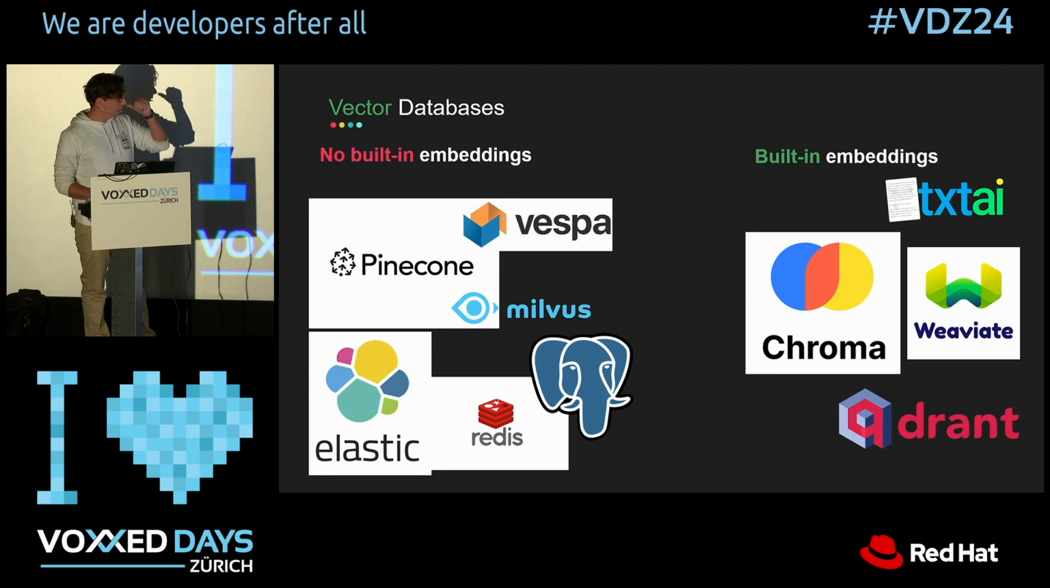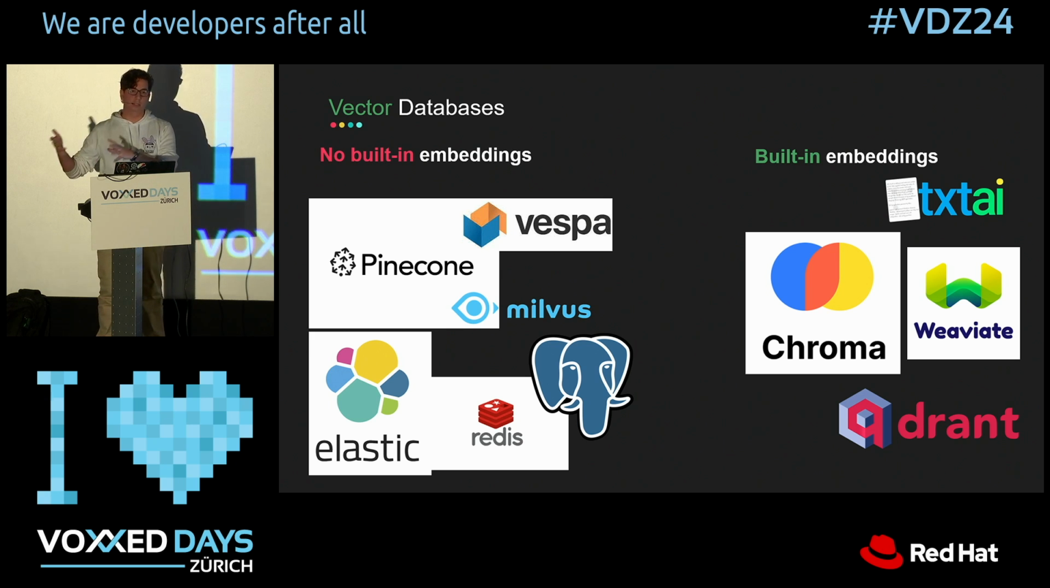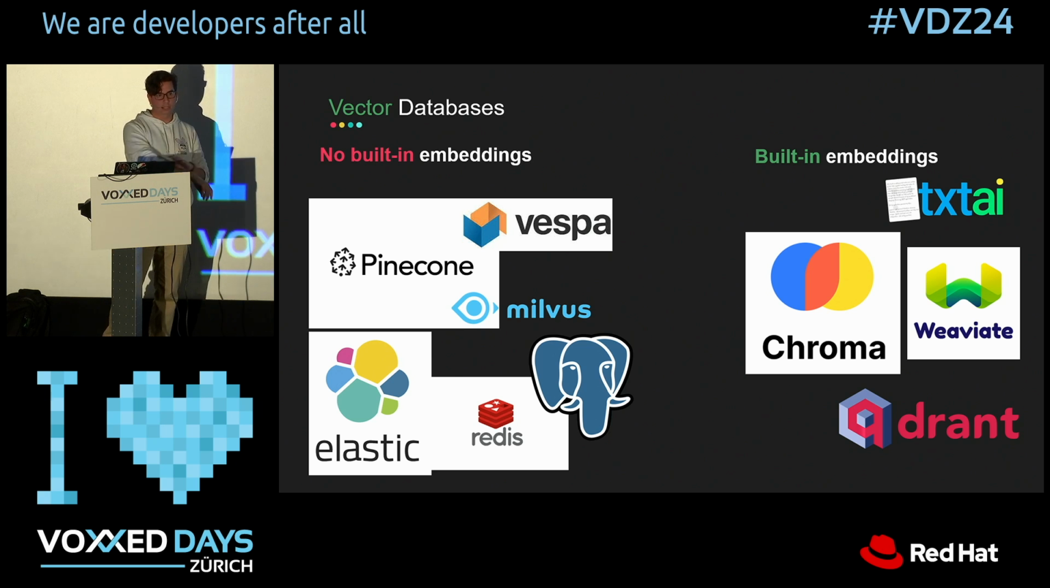What's really nice to see is some of these databases have so-called built-in embeddings. That means that when you supply an object, it will automatically embed or vectorize that object for you. Not all databases offer that, and that means that you have to do a call to OpenAI or Hugging Face yourself, get your vectors, and then you can store the vectors in the database. So you have to do some more manual steps.